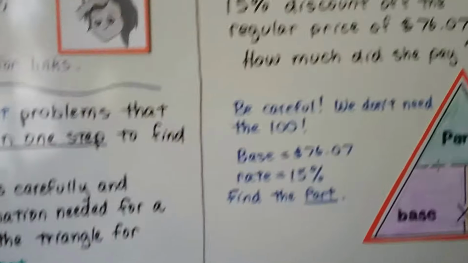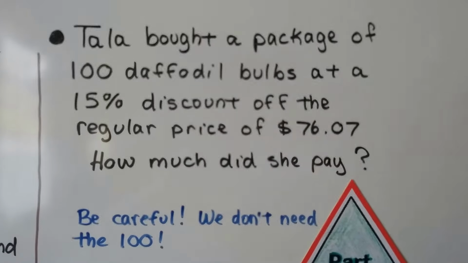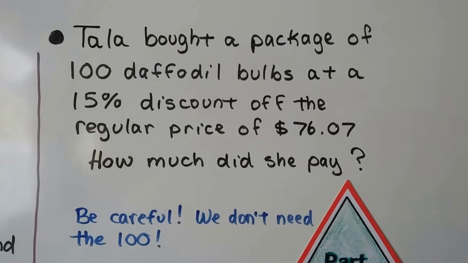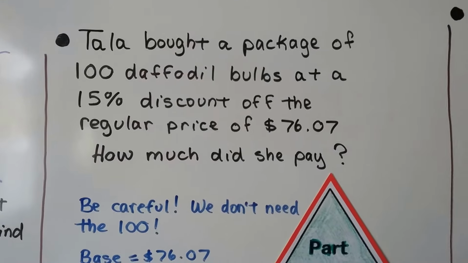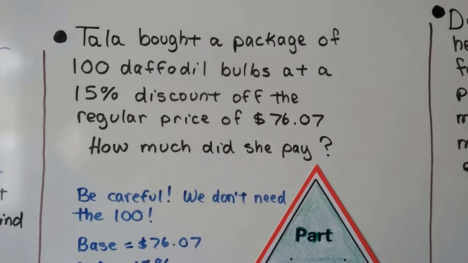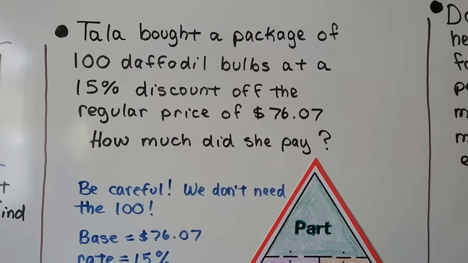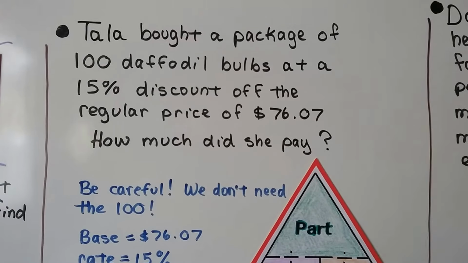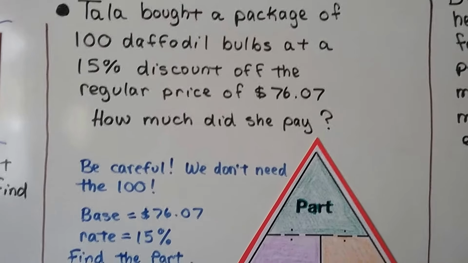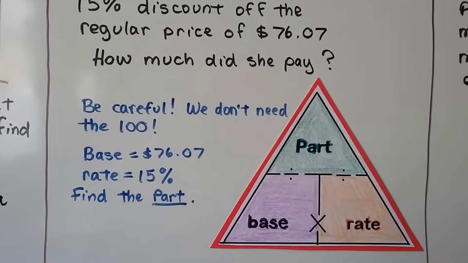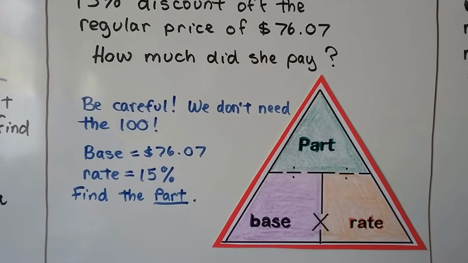So here's our first example. Tala bought a package of 100 daffodil bulbs at a 15% discount off the regular price of $76.07. How much did she pay? The first thing we have to notice is that we have to be careful. We don't need that 100. That's a trick. It doesn't matter how many bulbs are in the package. There could be 3 bulbs in the package. It wouldn't matter. The package costs $76.07 and has a 15% discount. So the base is $76.07. Our rate is 15%, so we need to find the part.